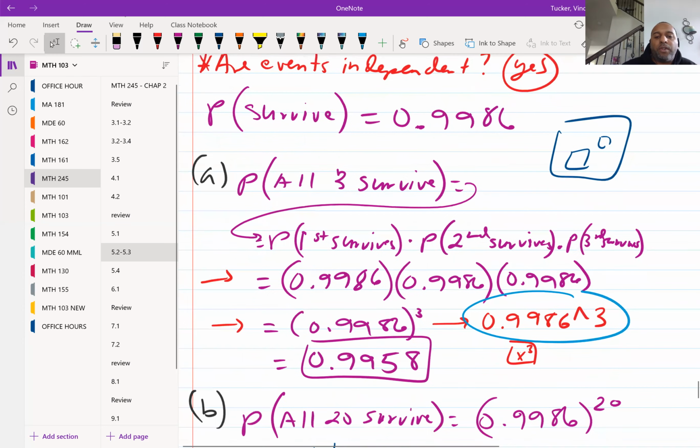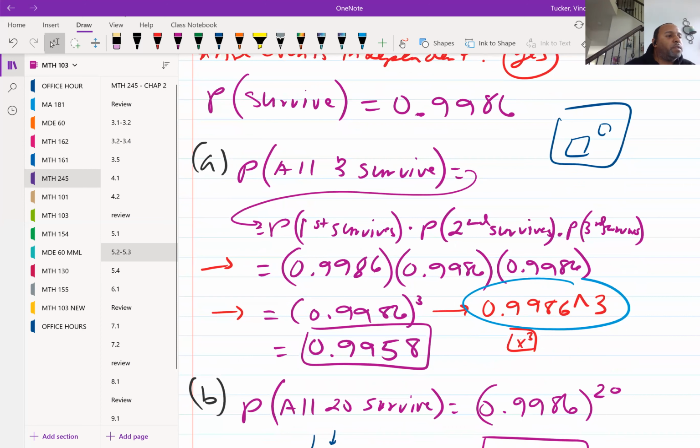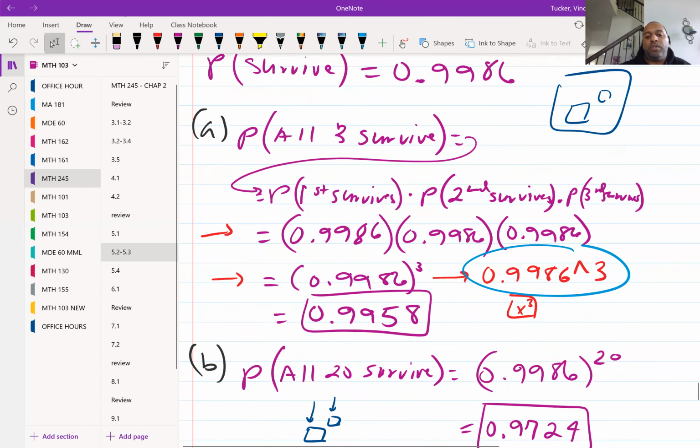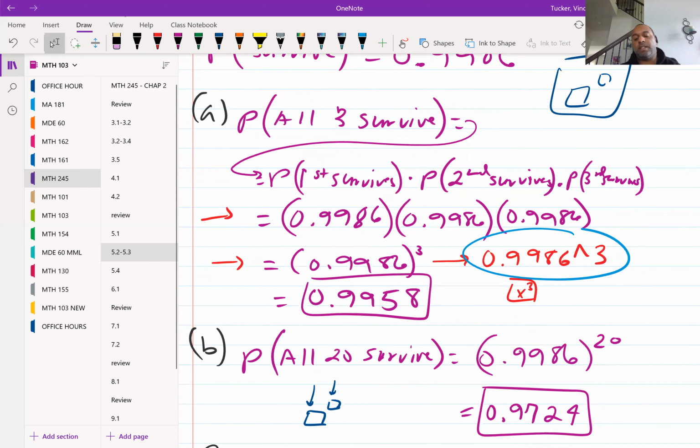All right. The next one was what's the probability that all 20 survive? That's 0.9986 to the 20th power. Here you don't want to write out 0.9986 20 times and trust yourself to do it accurately, because we're all human and it's easy to make mistakes. So it's best to do 0.9986 to the 20th power. That's all about making sure you have a device that can help you with that.